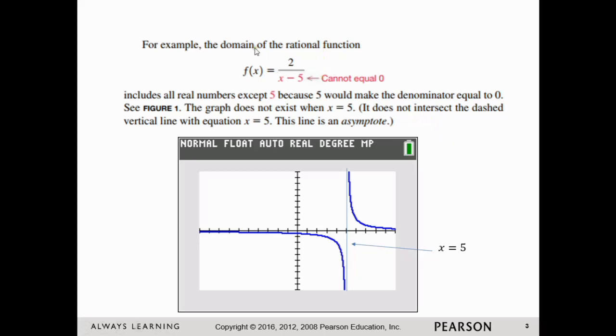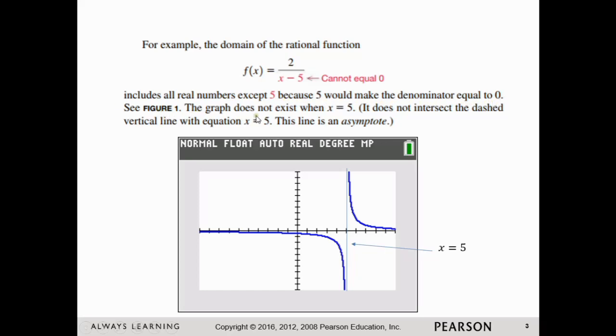So the domain of this rational function, f of x equals 2 over x minus 5, what's in red here, the denominator function, cannot equal 0. And if we were to set the denominator equal to 0 and solve, we would see that 5 makes the denominator 0, as it says here. So the domain will include all real numbers except for 5, because 5 would make the denominator equal to 0.